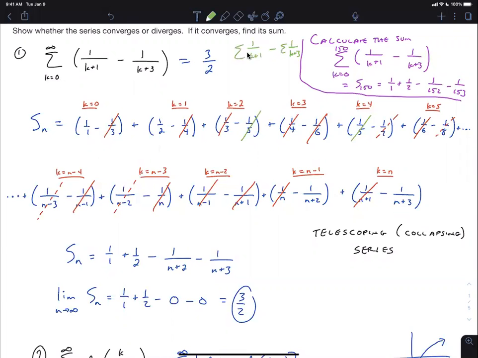So this diverges because that is the harmonic series because it starts at 0. This one is the end of the harmonic series, which also goes to infinity. So these both go to infinity, but this goes to 3/2. I think you were asking me that, Gabby. Is that right? Okay. Does that make sense?